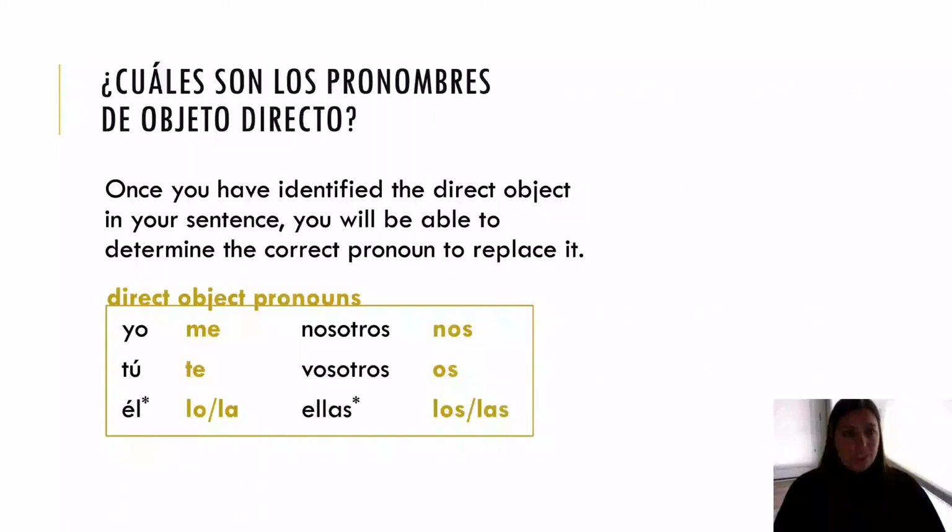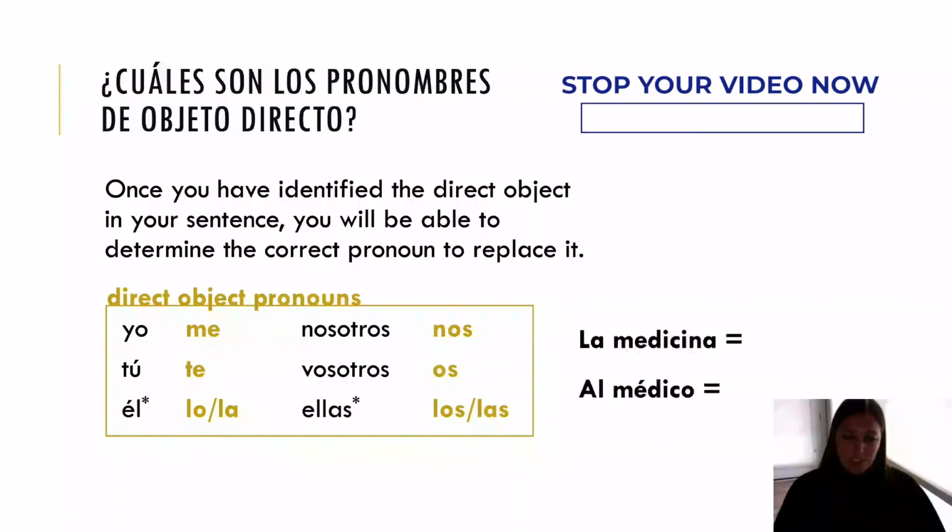¿Cuáles son los pronombres de objeto directo? Once you've identified the direct object in your sentence, you'll be able to determine the correct pronoun to replace it. Here we have the direct object pronouns available for you, and to test your knowledge, we'll bring in the two direct objects from the previous sentences. So we have la medicina y al médico. Go ahead and see if you can identify what those pronouns would be.